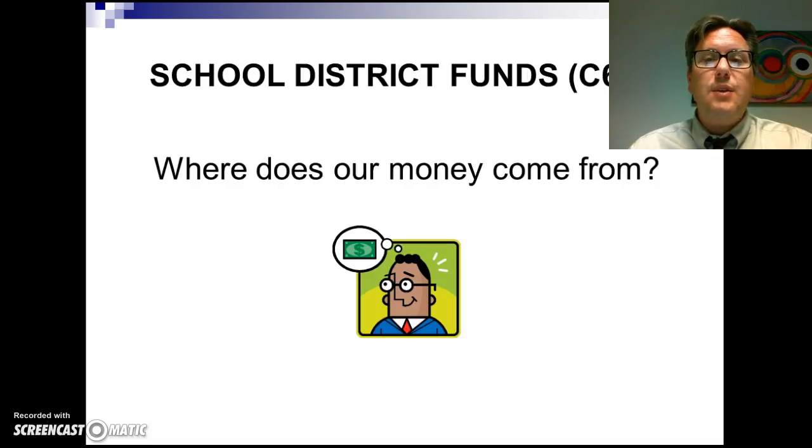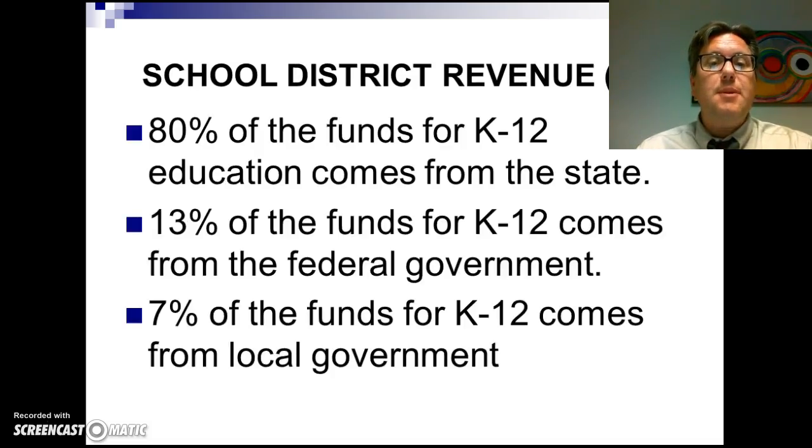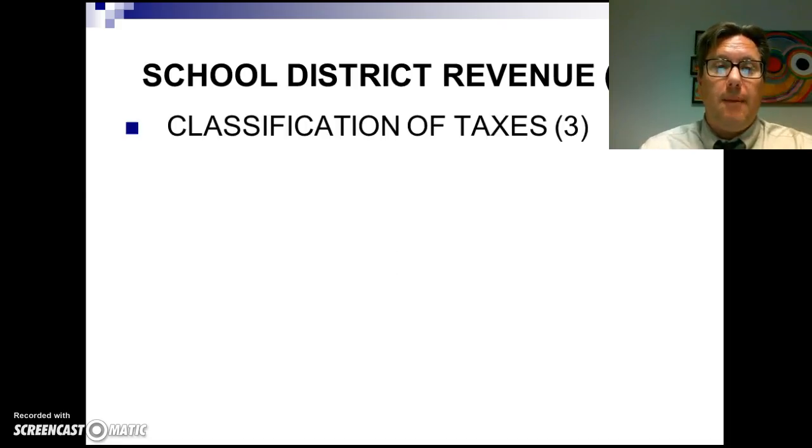So if we look at school district funds, where does money come from to a school district? So 80% of the funds for K-12 education come from the state. The state takes it from the property tax as well as other sales tax. Those pieces come into play here for the state to fund us. 13% of K-12 funds come from the federal government, and 7% come from your own local government, whether it's bond measures, city donations, those pieces, or sales tax that can come into play.